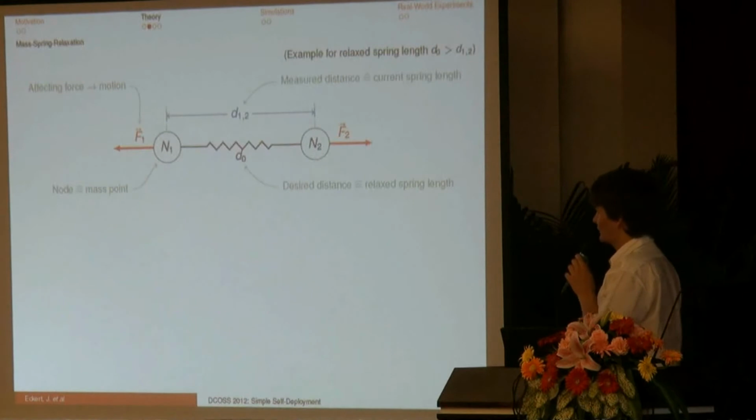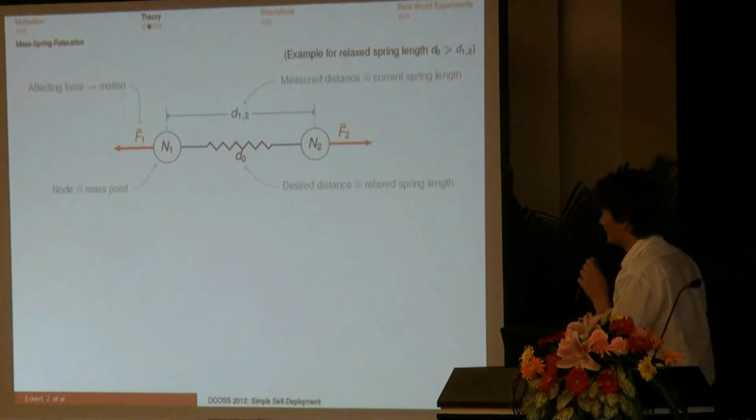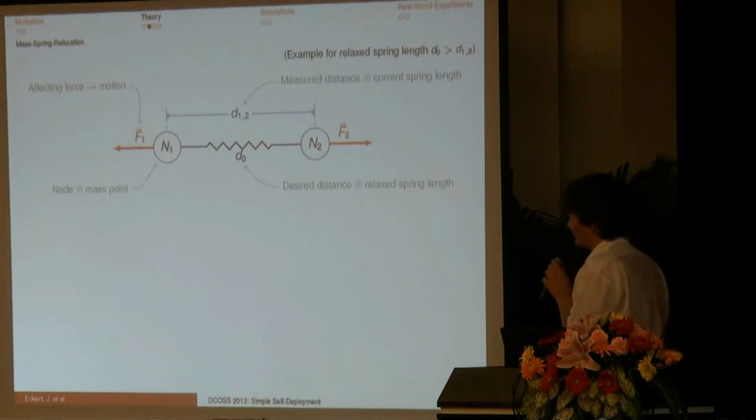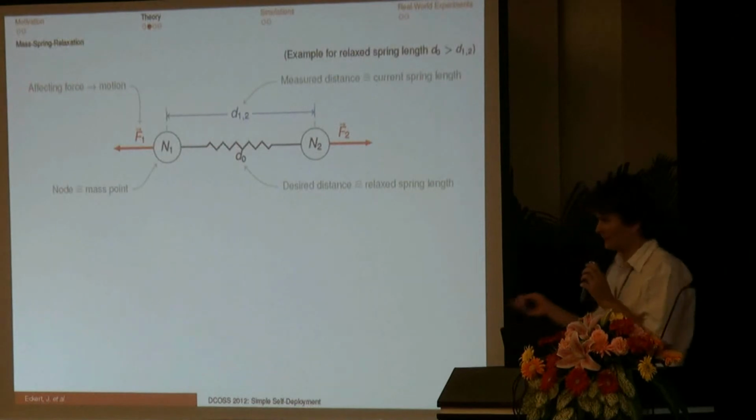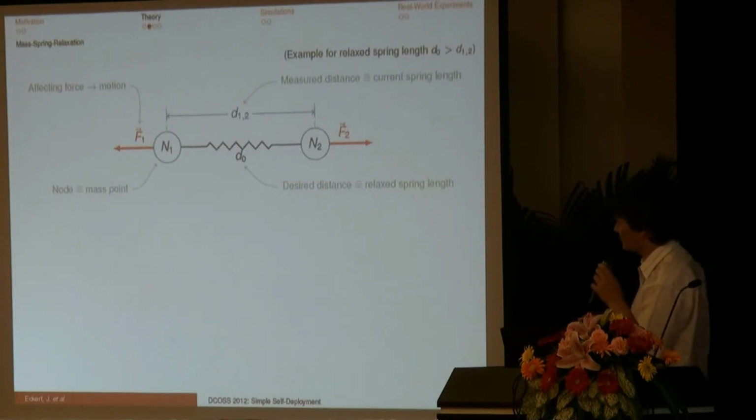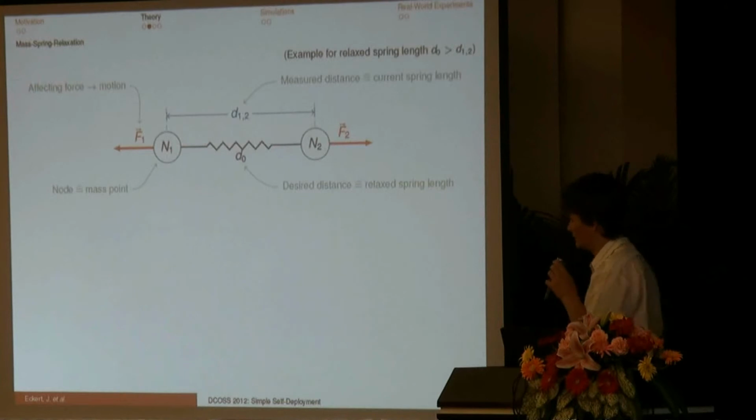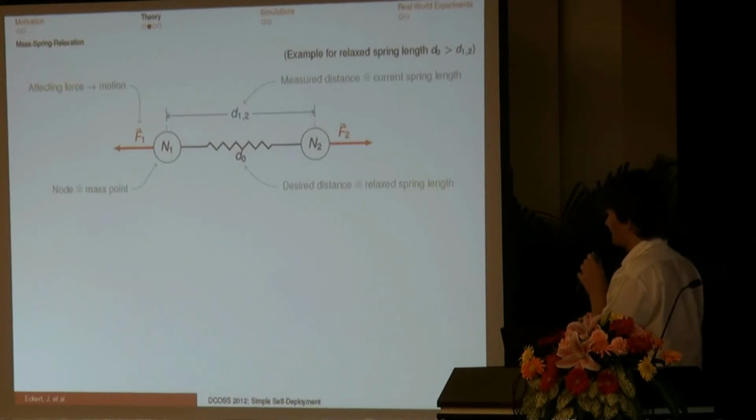And therefore, we would like to use mass spring relaxation. The model is as follows. We have mass points, which are basically our nodes. They are connected to each other with linear elastic springs.